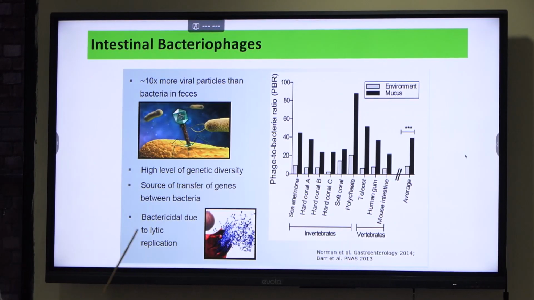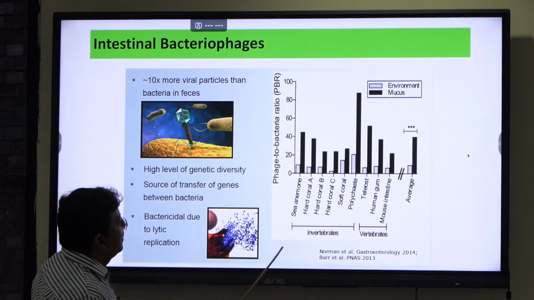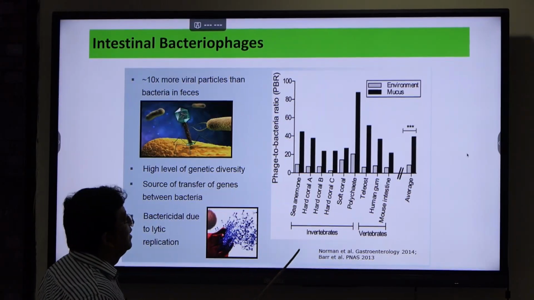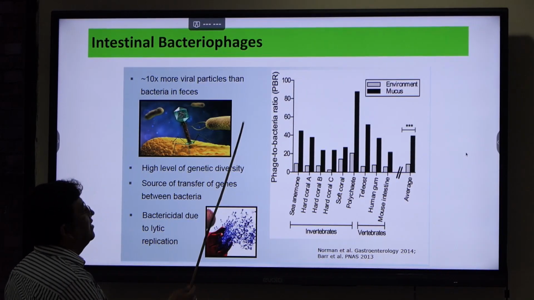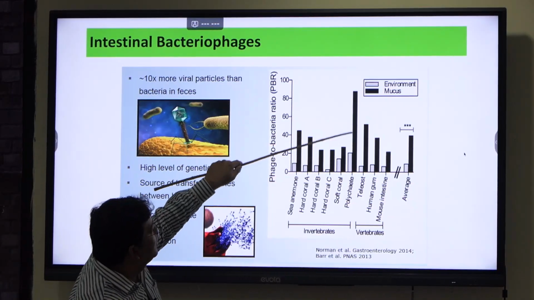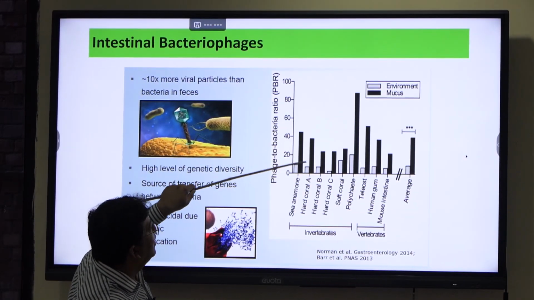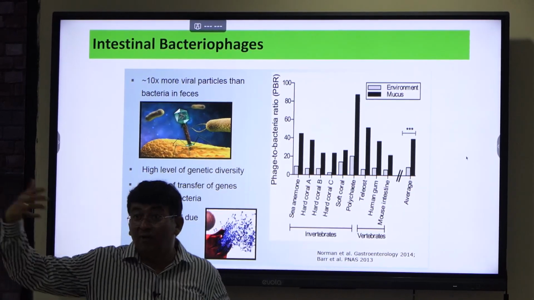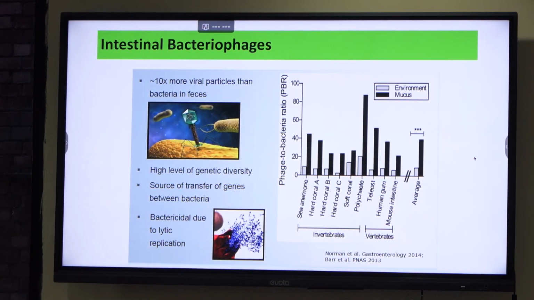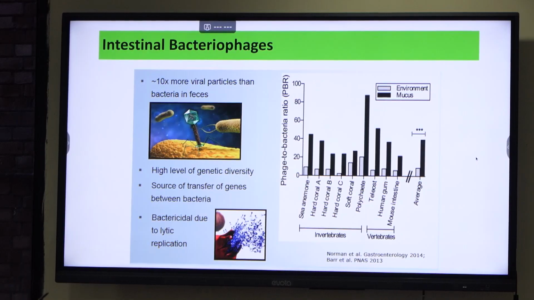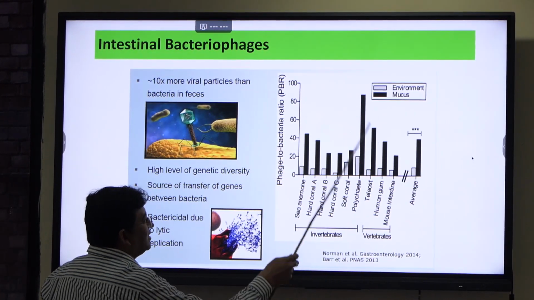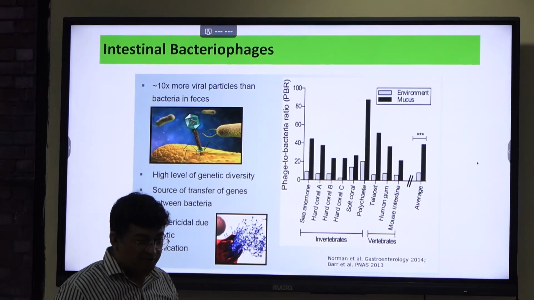So bactericidal due to lytic replication. You see here, you have invertebrates and vertebrates, and you have environment and mucus, and there is a comparison. Phage to bacteria ratio. You see that? Phage to bacteria ratio is always higher in mucus than in the environment. So in the environment this ratio is not that great if you compare the human being, the mucous membrane. So whether it is human gum, you see that here, or mouse intestine here. So this is a very interesting thing.